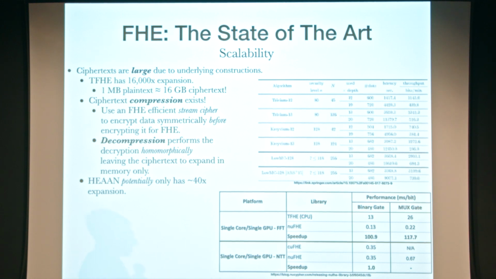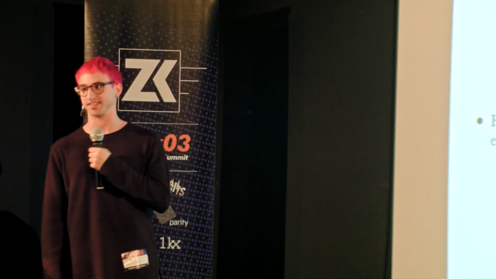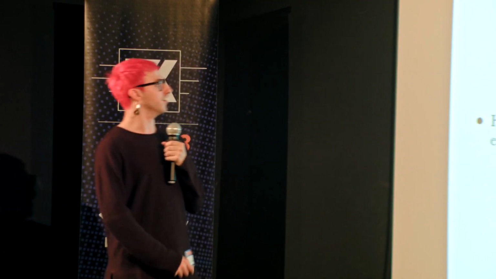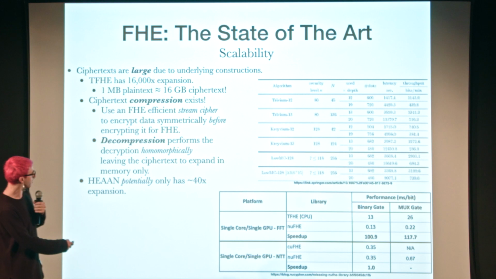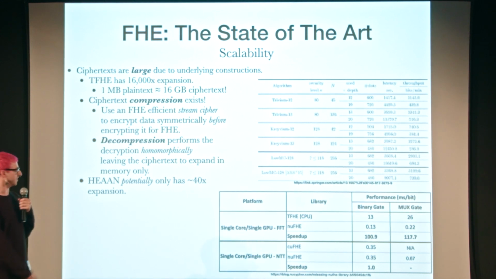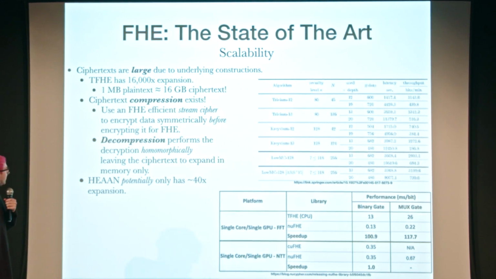Ciphertexts are extremely large. As you can see here, 1 megabyte of plaintext is approximately 16 gigabytes of ciphertext. That sucks. But all hope is not lost. Ciphertext compression also exists. I have some examples of a poor graph that I pulled off of a nearly dead PDF. It looks like that.